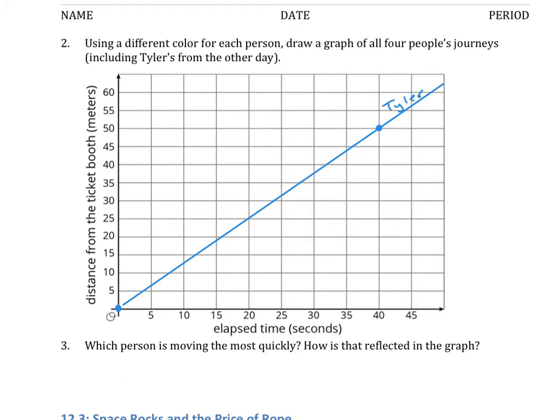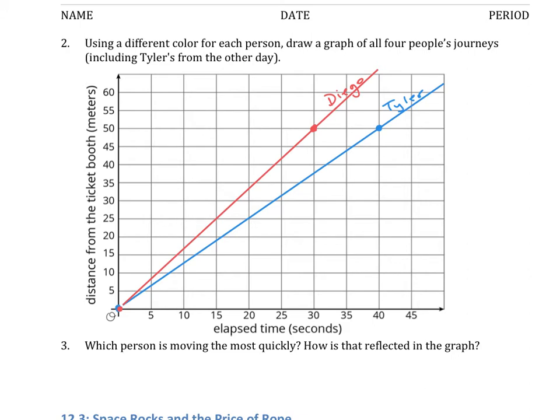All right, I'm going to switch to red for, let's do Diego next. So Diego, again, started at the origin, but it took him 30 seconds to go 50 meters. So I'm going to plot that point right here. So that there is Diego. So I'm going to connect that with a line. So again, there's Diego. Okay, next was Lynn. So I'm going to use green for Lynn.